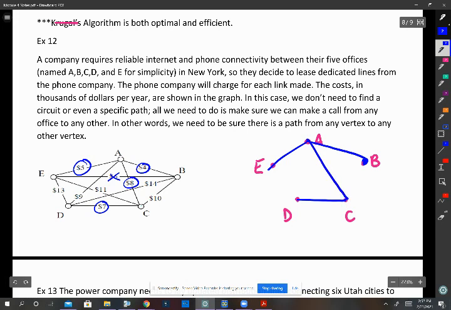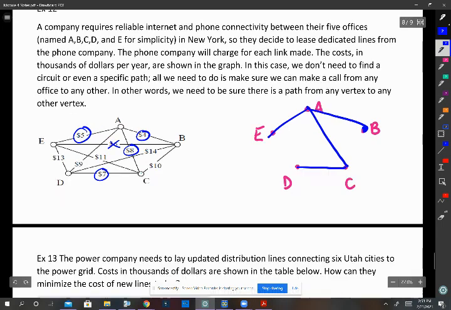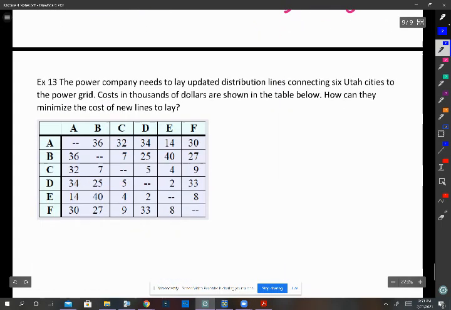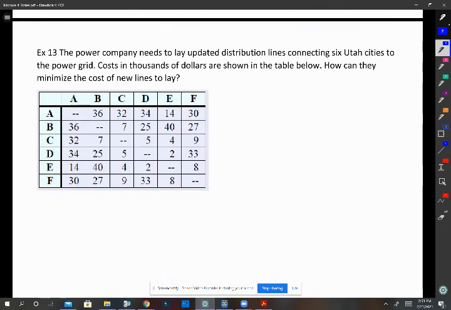And so now that is my spanning tree. I visited every point only once, and it's connected. And that's the definition of using a spanning tree. So I can do the same thing with example 13. This time you have 6 points.